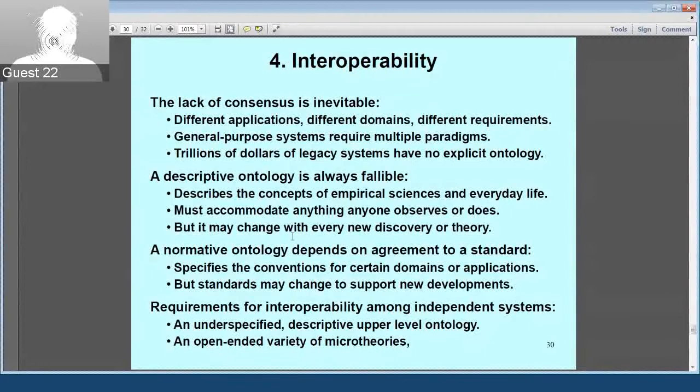And there are these requirements for interoperability among independently developed systems. We need an underspecified descriptive upper-level ontology that describes the various categories that are general across the board, and the details and the precision must come in an open-ended variety of microtheories.